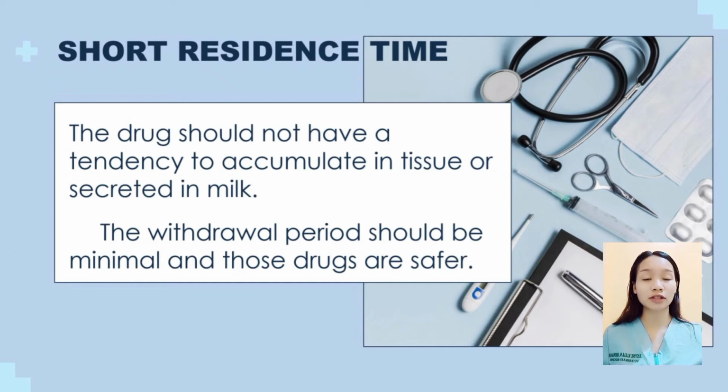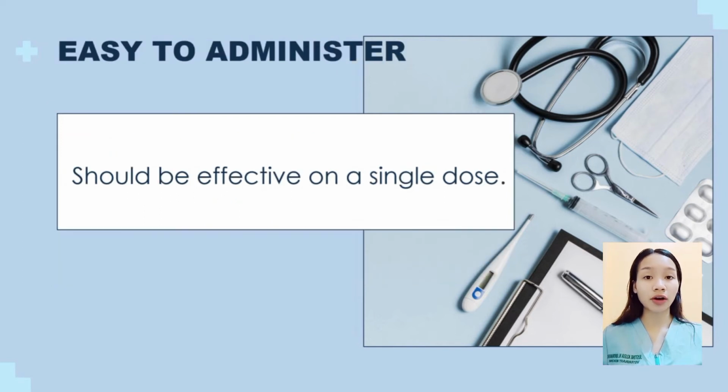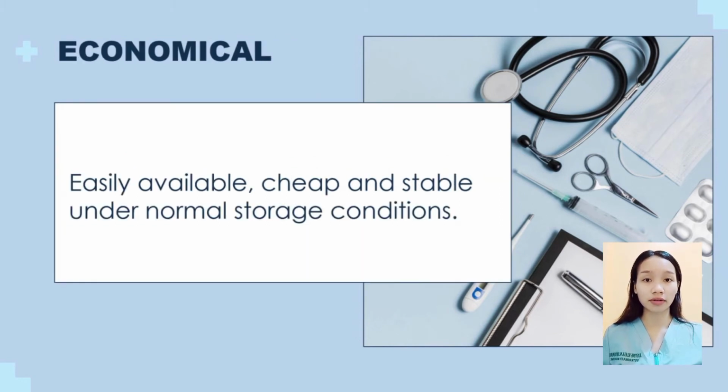Prolonged persistence, on the other hand, may be advantageous in non-food animals by offering an extended period of protection against reinfection. Number 5. An anthelmintic is easy to administer. A single dose should be enough to get the job done. Number 6. Anthelmintics should be economical. The material is readily available, inexpensive, and stable when stored under typical settings.